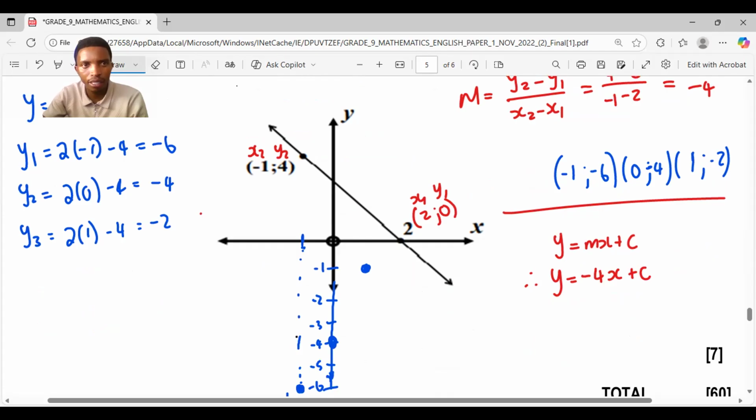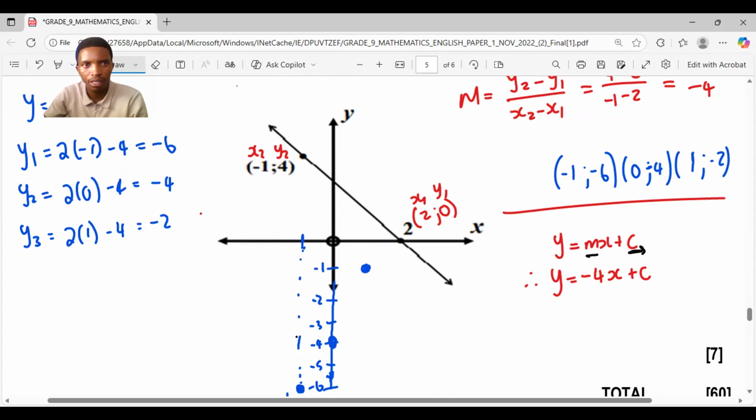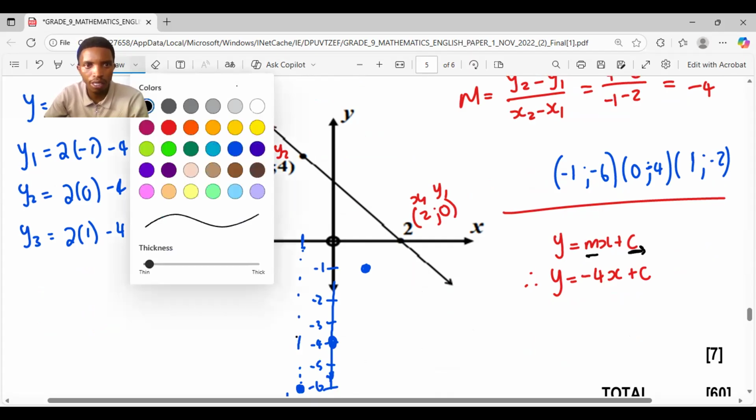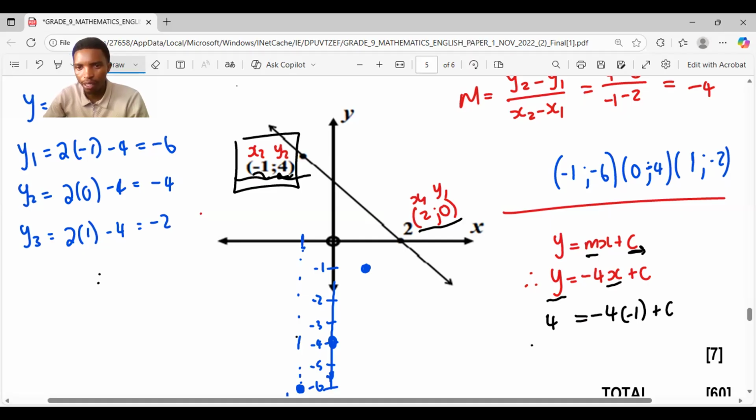We find c then by saying we now have our m. So we find our c by saying that we take any coordinate. You can choose to take this coordinate or that coordinate. But in this case, I will just choose the first one, this coordinate. So in the place of y here, I will write that y, which is 4, and then minus 4. And then our x here, we'll choose that x there, which is -1 plus c. Then finally, I'm going to have 4 is equals to -4 times -1.